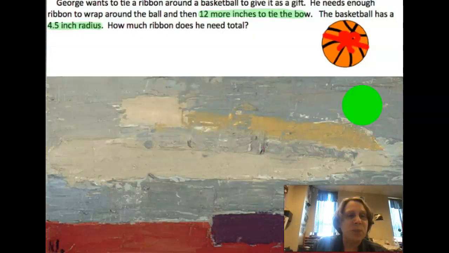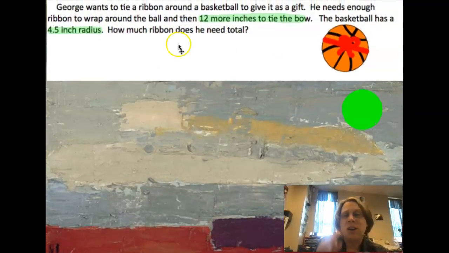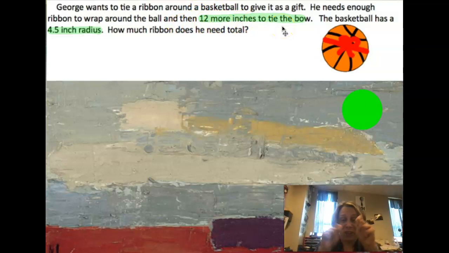Now here you have this basketball problem, and I highlighted some of the important information. We are trying to wrap this bow around this basketball, and the bow needs to be 12 more inches so that you can tie the bow part, and the ball has a radius of 4.5 inches. So whenever you can, make sure you draw a radius there and draw a little diagram. And here I'm going to put 4.5 inches. I'll put that little symbol for inches, and I'll worry about the 12 more inches in a moment.